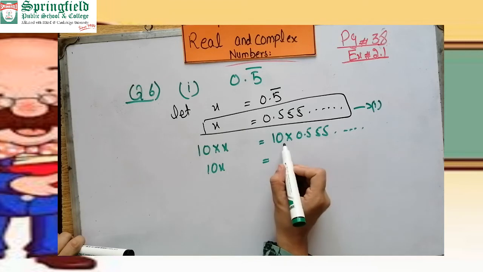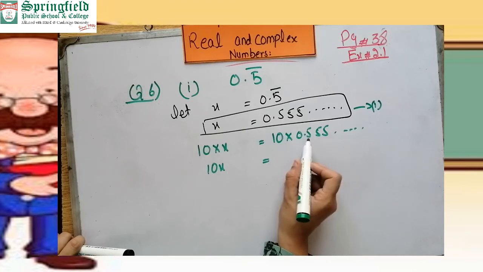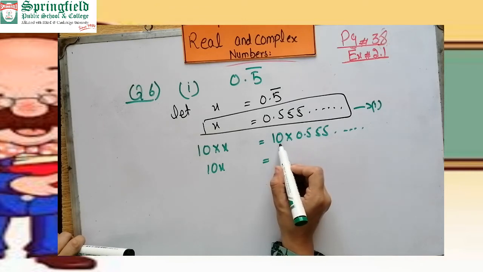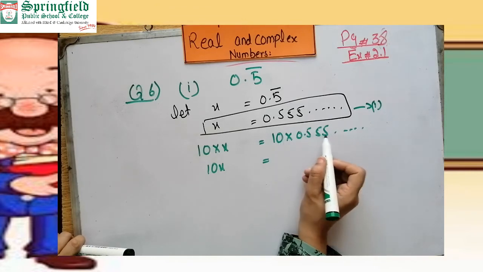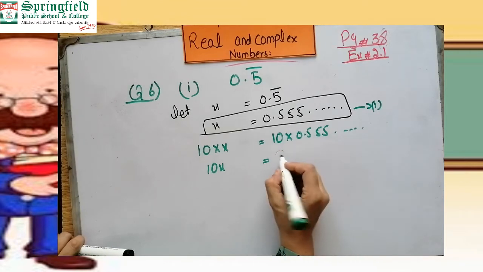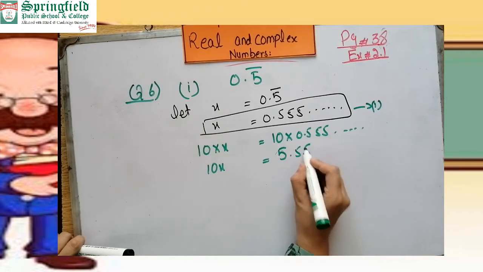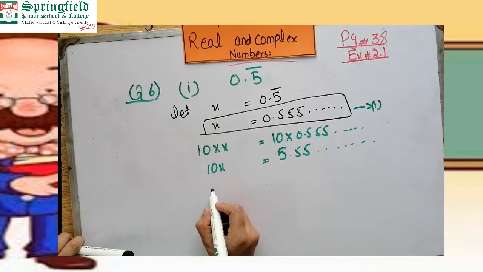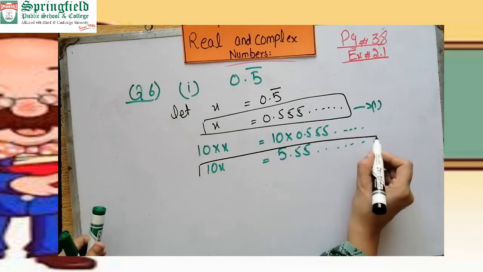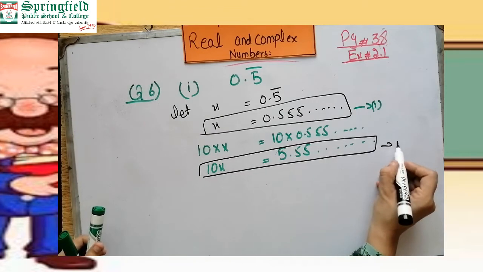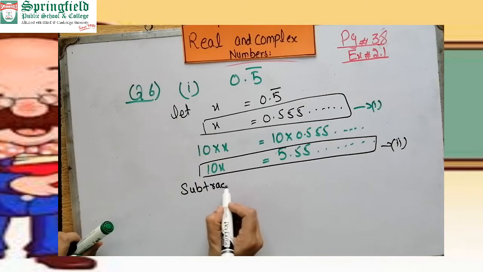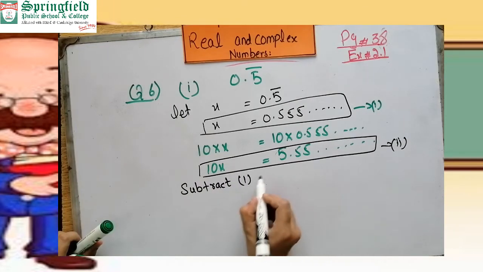So 10x. When a decimal number is multiplied by 10, 100 or 1000, the point shifts to the right side. 10 has just one 0, so the point will move one step, and it will become 5.55 and so on. So this is equation number 2. Now subtract 1 from 2.